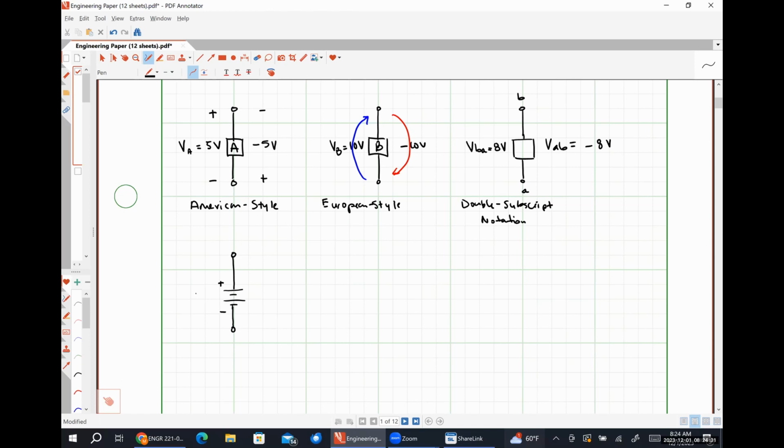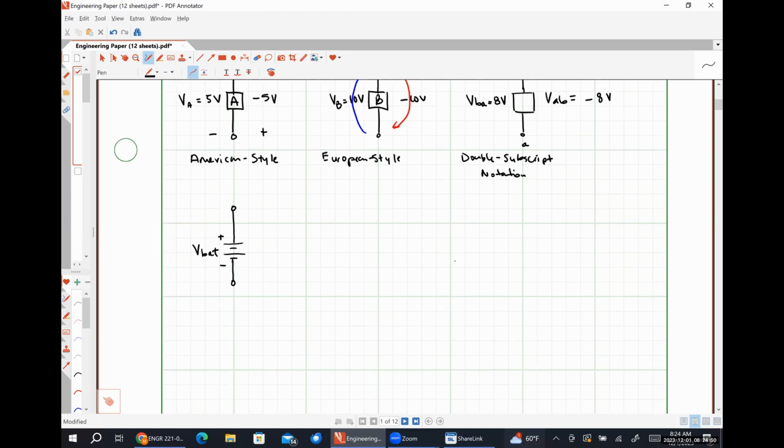We might represent the magnitude of this with just some number. I'm going to call it V bat, which could be 1.5 volts or 9 volts or other voltages that batteries are capable of supplying, 12, all that kind of good stuff. So this is how we represent voltage provided by a battery. It is what most of the voltage sources that you guys saw in your Engineering 120 series look like, and I hate it.